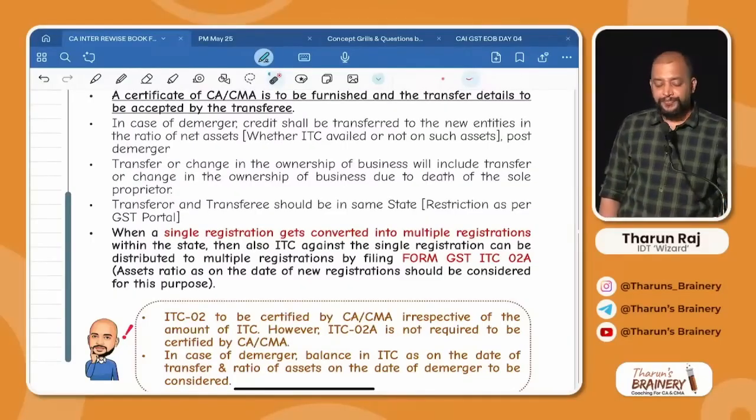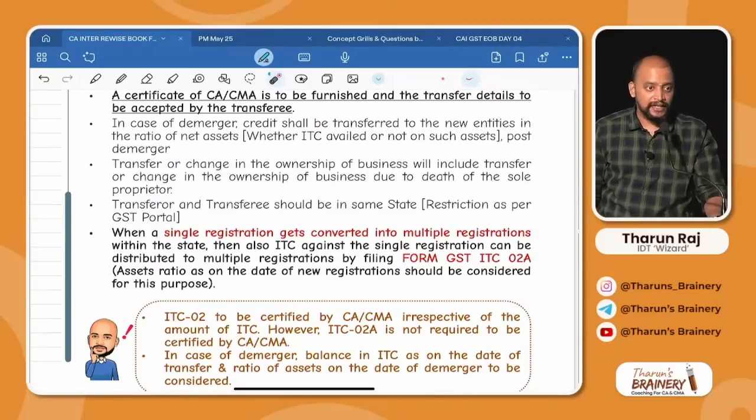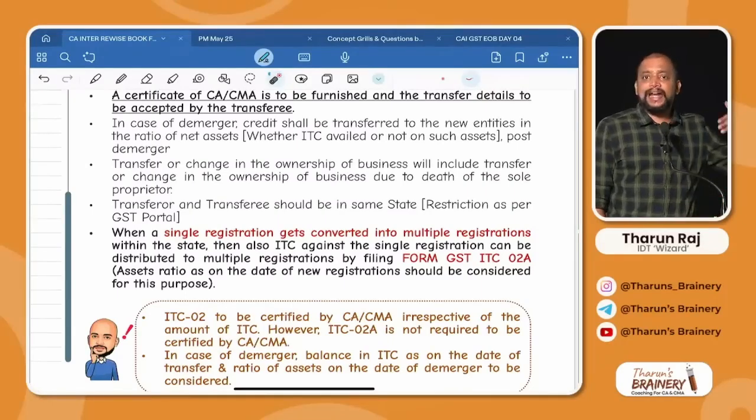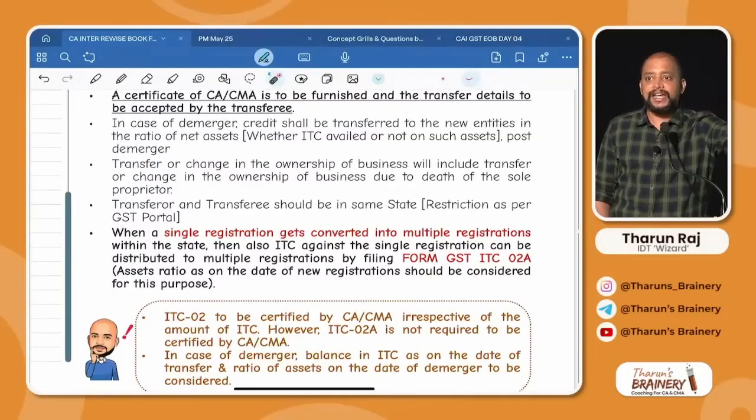In what ratio? Ratio of net assets, whether ITC is availed or not on such assets, because it is not on all assets. For example, on land and building there is no ITC. Correct? I am buying land and building here, no GST paid. That land and building also will be transferred in case of demerger.